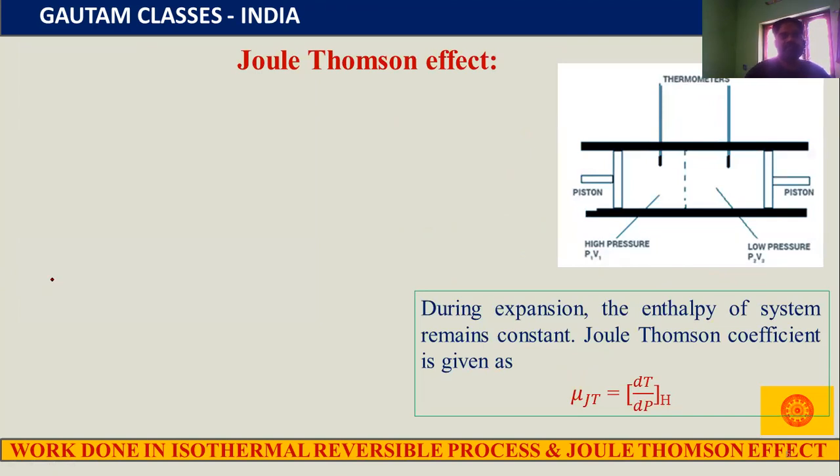Next point is our Joule Thomson effect. It's a really very important point, Joule Thomson effect. So in that there is a thermometer placed here, and what is the Joule Thomson effect? Firstly, I want to say one point. Joule Thomson effect is isoenthalpic. Beta, what does isoenthalpic mean? That means change in enthalpy will be zero. So here change in enthalpy is zero.